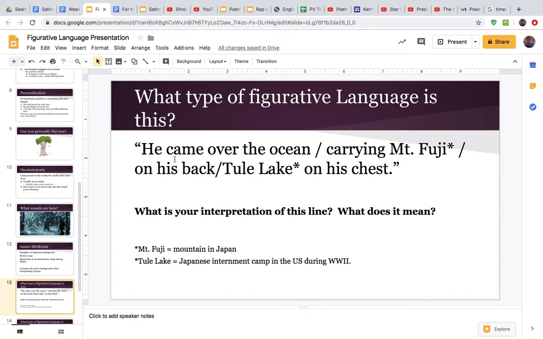So what is your interpretation? First of all, what type of figurative language is this? Is this simile, metaphor, onomatopoeia, personification, hyperbole? What are we thinking is happening there? So turn to the person next to you. What type of figurative language is this?